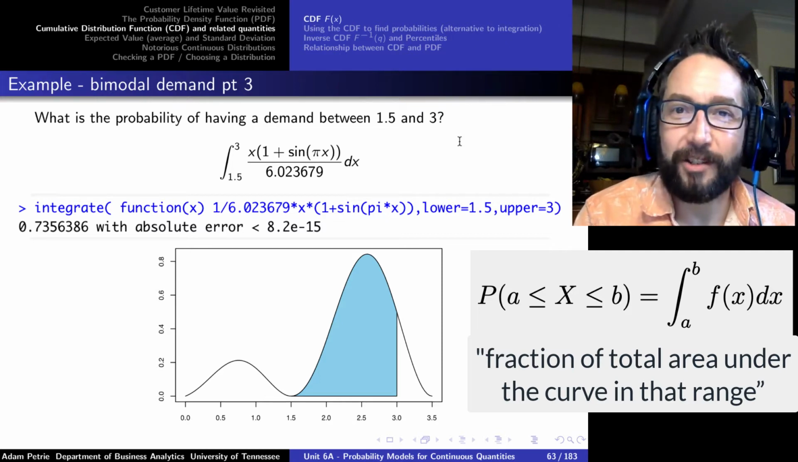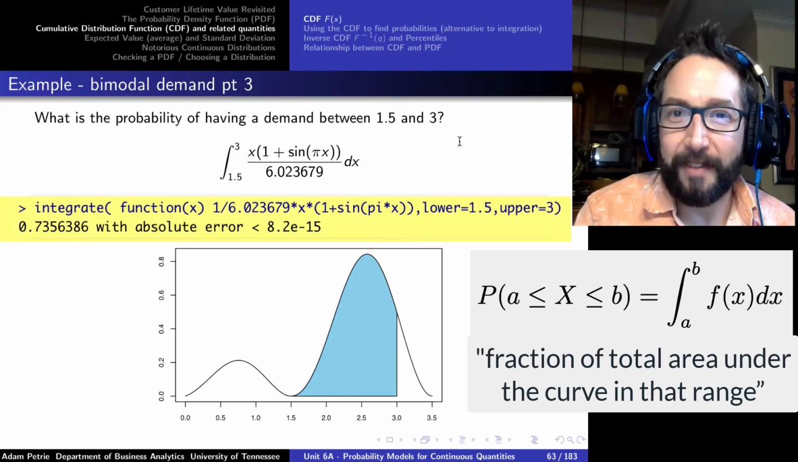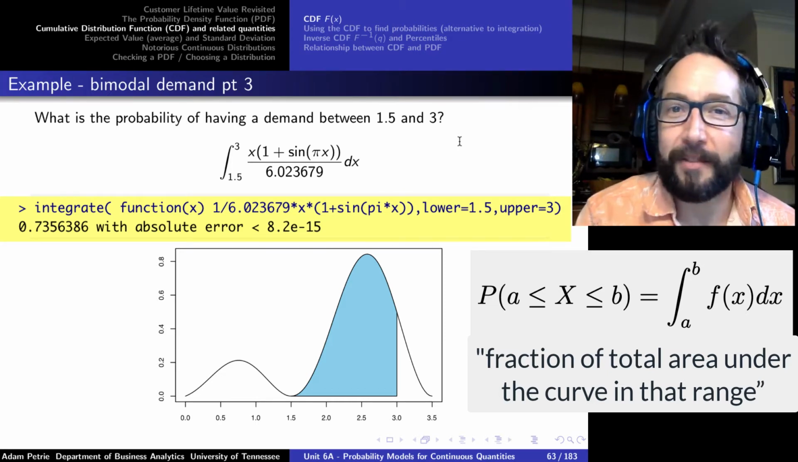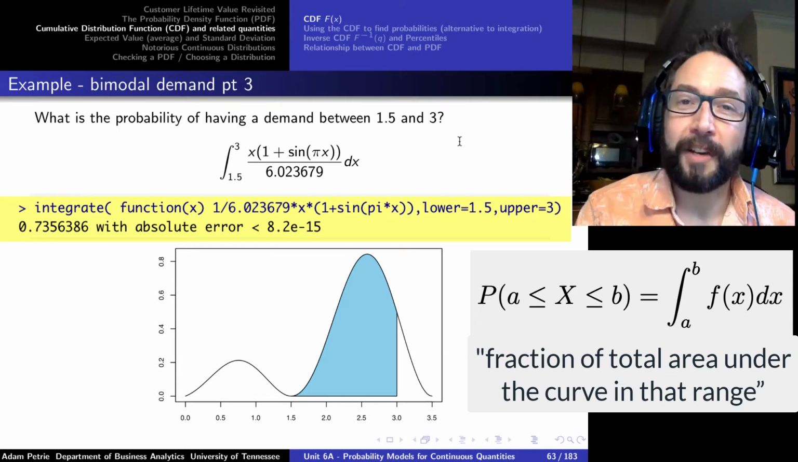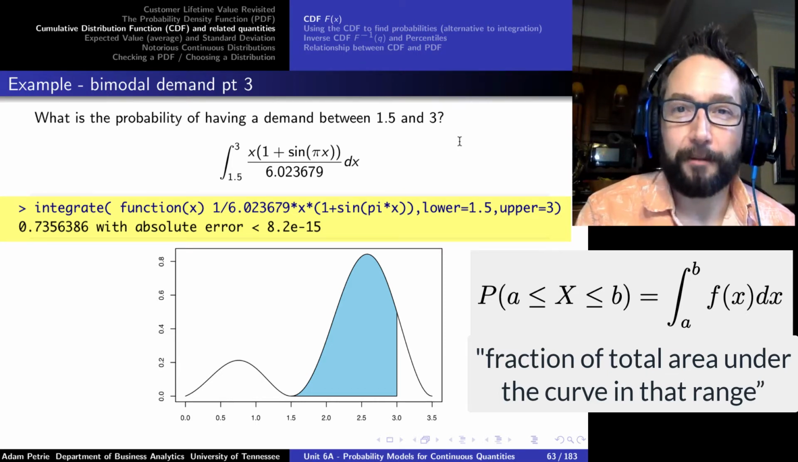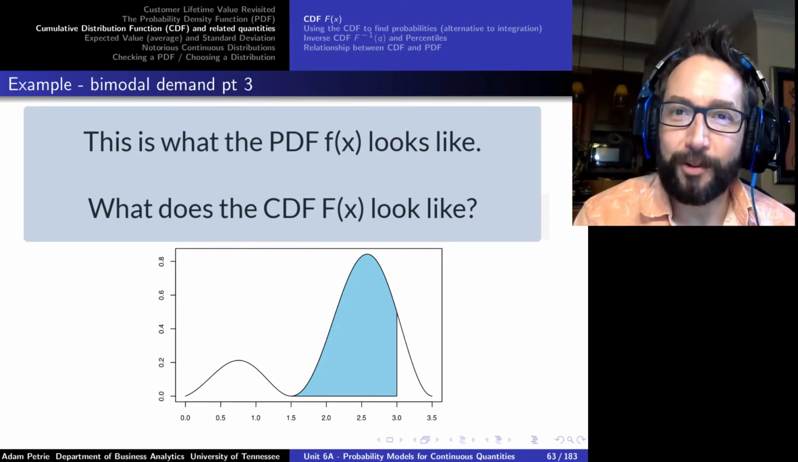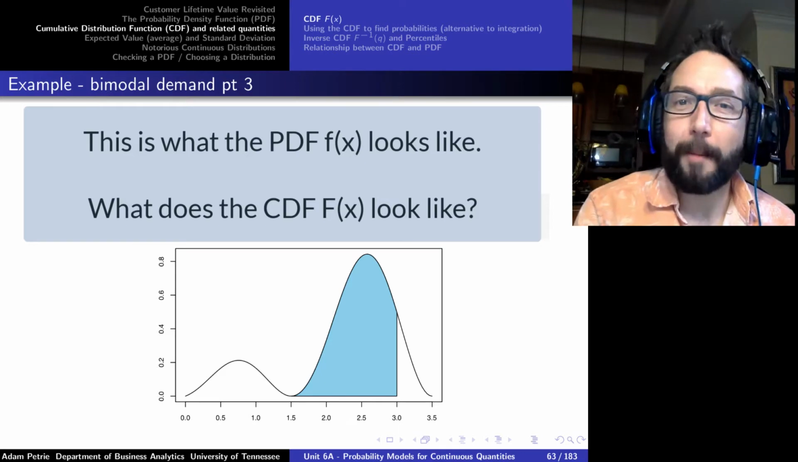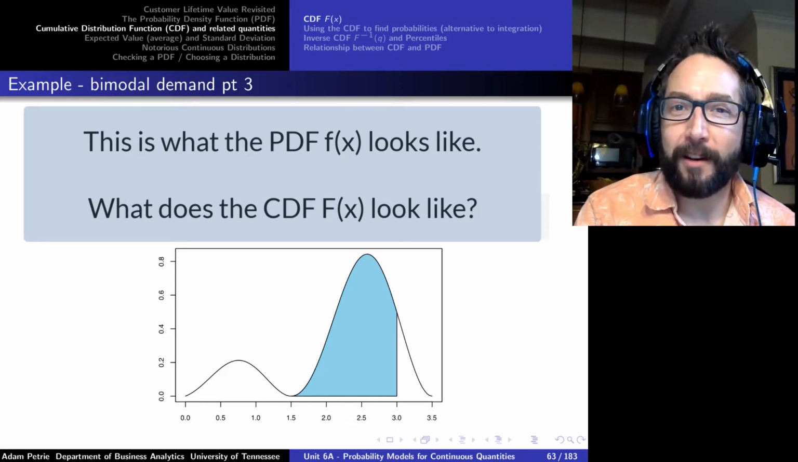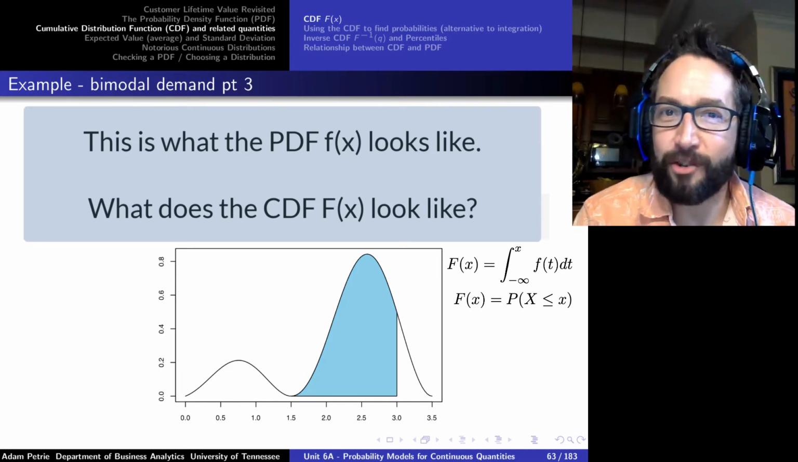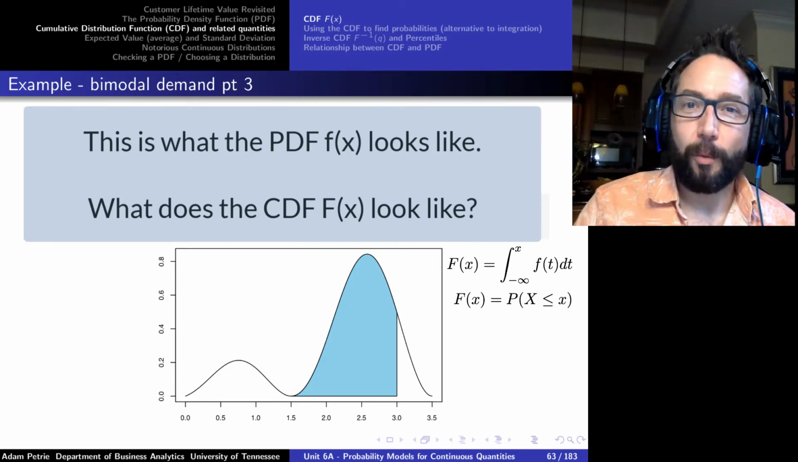I'll throw that into R in this case. I've defined a function that gives us the PDF. Integrating from 1.5 to 3 lets me know that there's about a 73.5% chance of observing a demand of 1.5 to 3. What I'd like to know, though, is what the cumulative distribution function is going to look like. What's the probability of observing a demand of at most little x? And how does that vary as I change little x from 0 to 3 here?